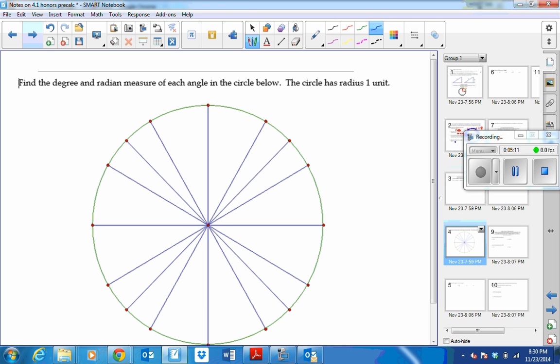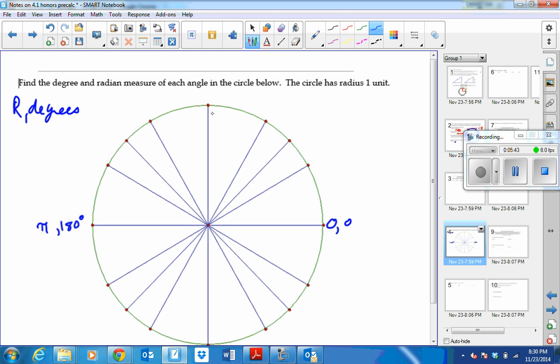Find the degree and radian measure of each angle in the circle below. We're going to start off at 0 degrees, and that's also going to be 0 radians. We're going to first figure out the easy ones. If we go over here, this is 180 degrees, but like we just said, in radians, this is pi. I'm always going to write radians on the left, and degrees on the right. So we started off at 0, 0.